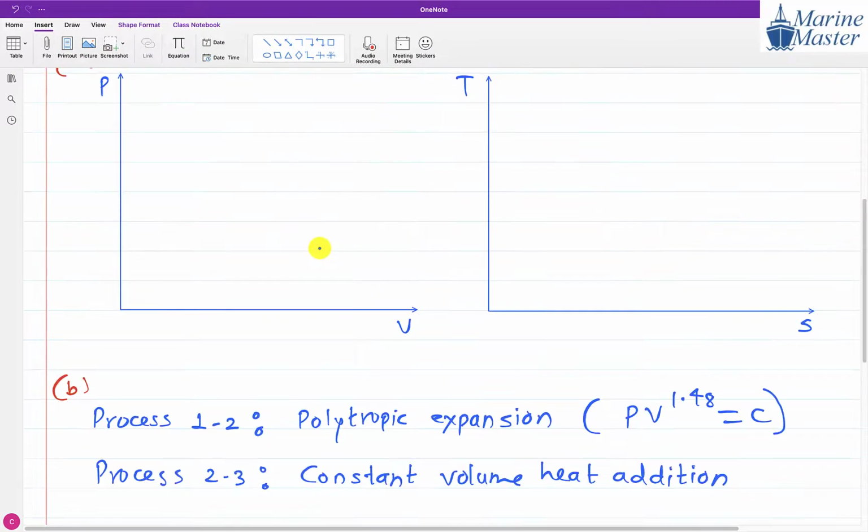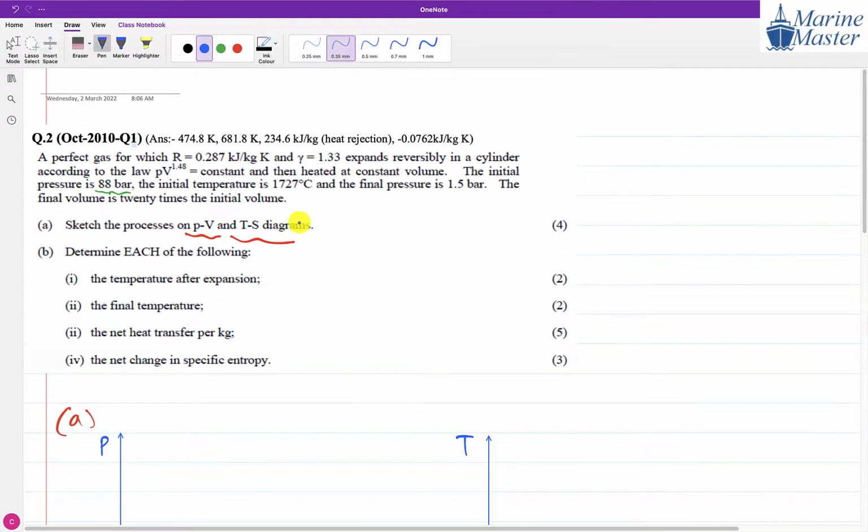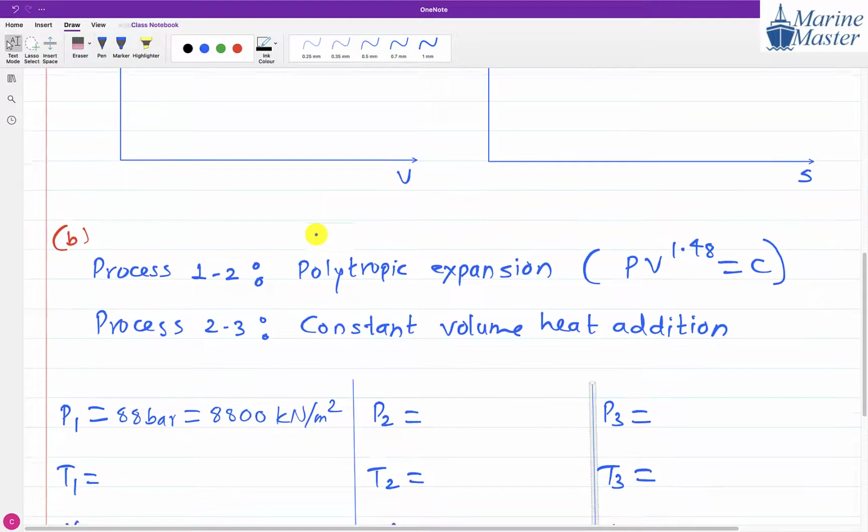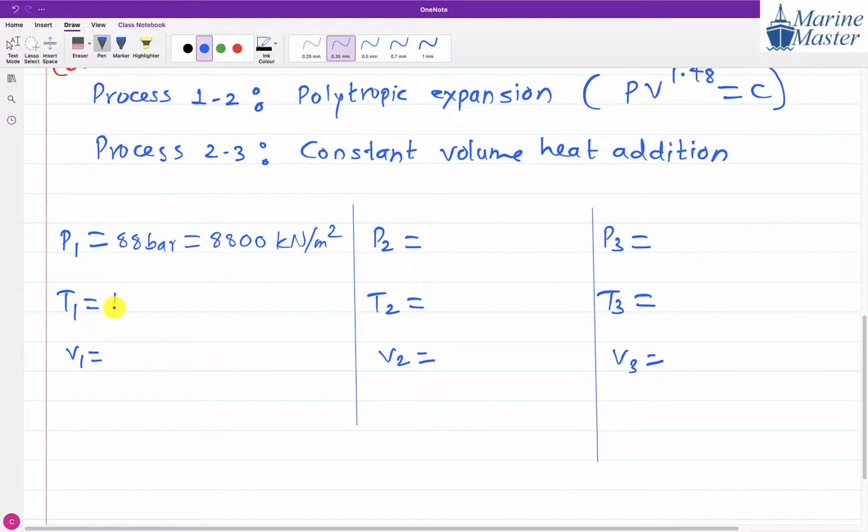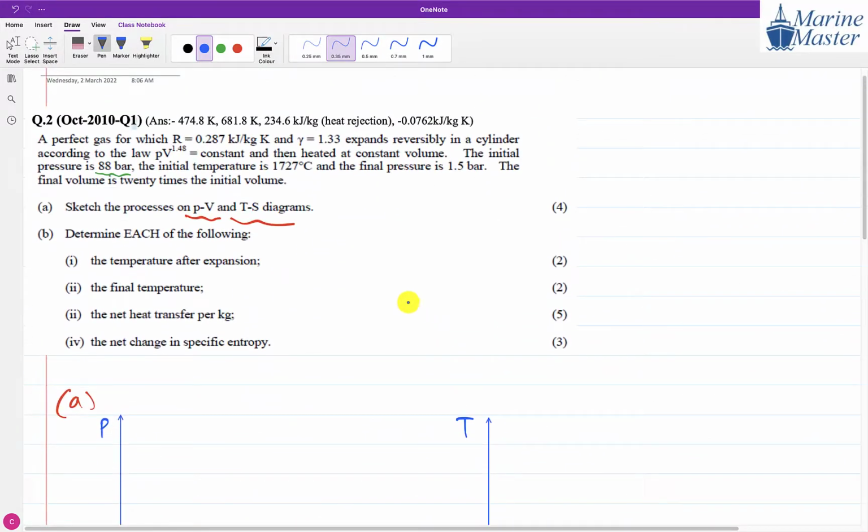After P1, what do we have? Initial temperature 1727 degrees Celsius. So T1 is 1727 degrees Celsius. But what is our favorite unit? Temperature in Kelvin. How do we convert degrees Celsius into Kelvin? We have to add 273. So 1727 plus 273 will become 2000 Kelvin.